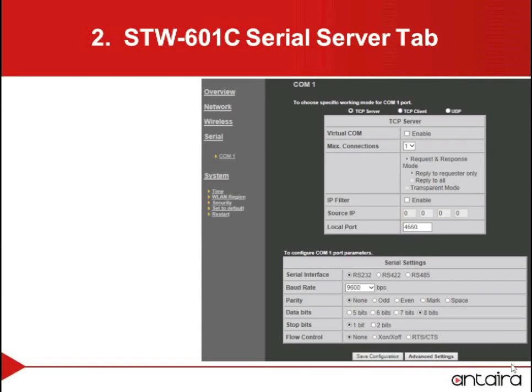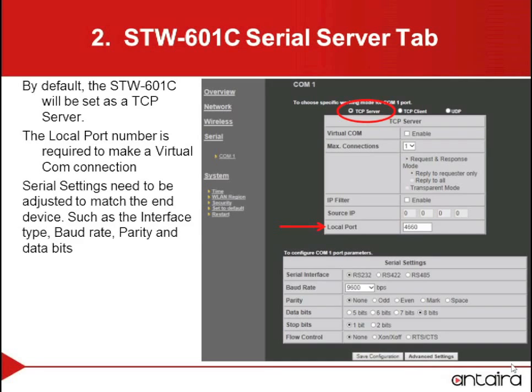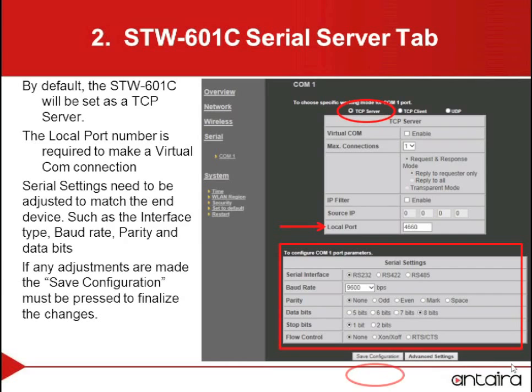In the Serial Service tab, as default, the STW-601C will be set up as a TCP server. The local port number is vital for a COM port connection. We will also need to make sure that our serial settings match our in-device. If we make any changes to the Serial tab, we will need to save the changes.